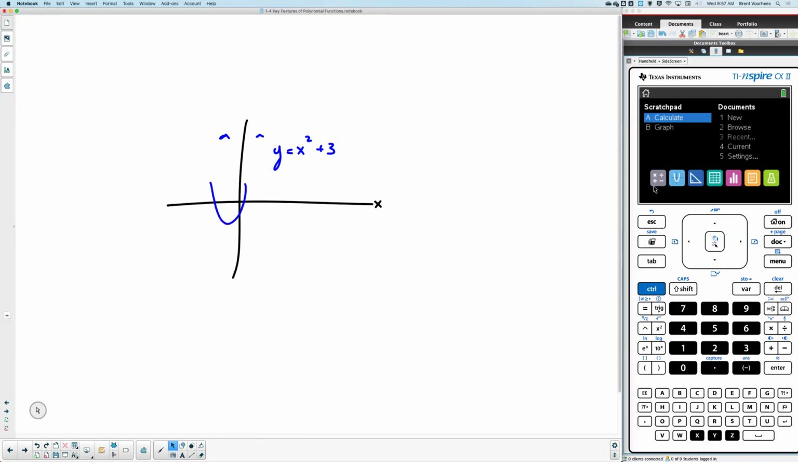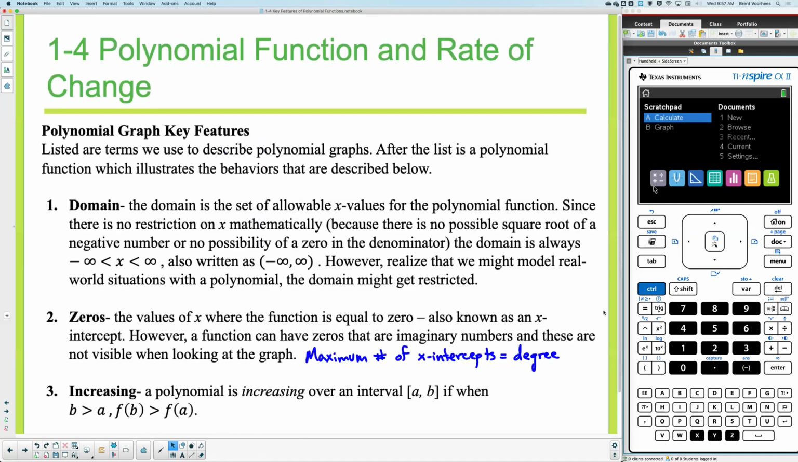And just think about it. If I shifted this graph down, now how many x-intercepts do I have? 2. The most you could ever have is 2. So whatever your power is, that's the maximum number of zeros.